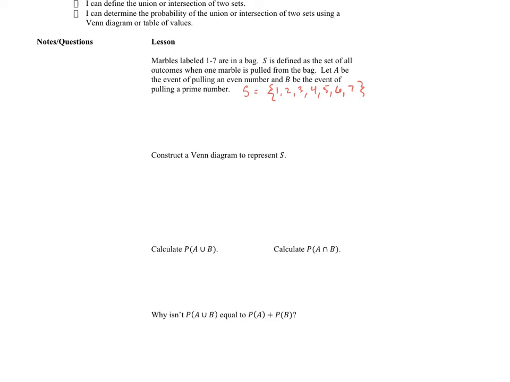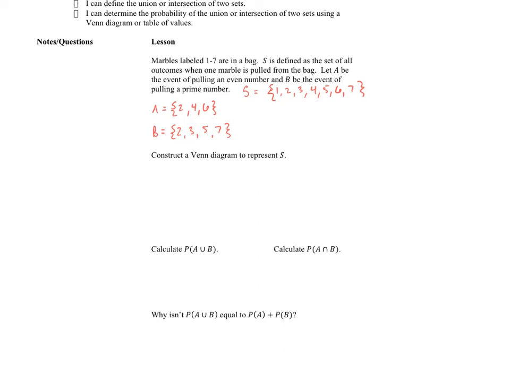Then it says, let A be the event of pulling an even number and B be the event of pulling a prime number. So what are my even numbers here between 1 and 7? Well, that's just going to be 2, 4, and 6. So subset A contains only these three numbers, and B contains all my prime numbers. So my prime numbers, remember 1 is not prime, but 2 is, 3 is, 5 is prime, and 7 is prime. So B has 4 numbers in its set. So what we have here is a set, and then 2 subsets of that set.